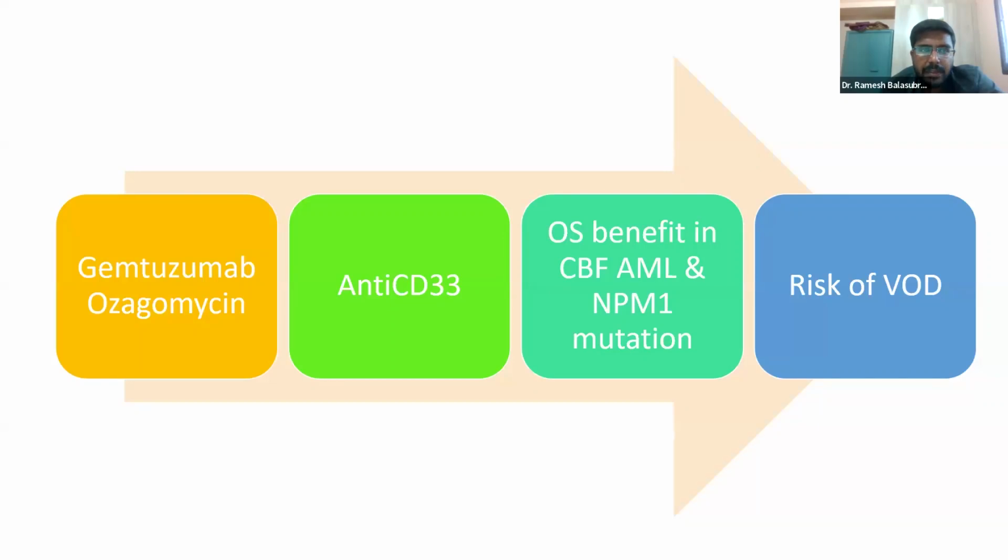The risk factor with this is the risk of veno-occlusive disease. This drug is used in the AML patient, and if they relapse within a short period of time, you have to take them up for a transplant. You have to plan for a myeloablative conditioning. Be very cautious of VOD, that is sinusoidal obstruction syndrome or veno-occlusive disease.